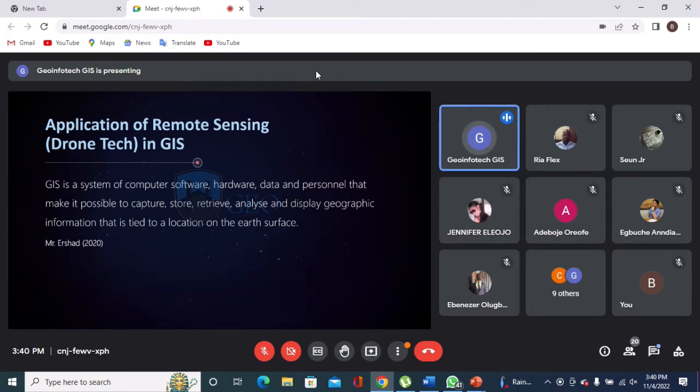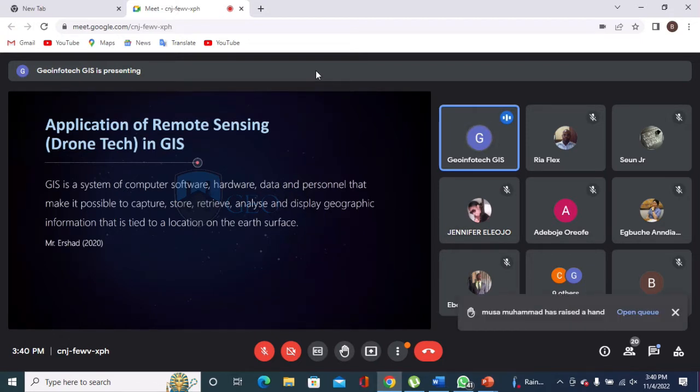So the term GIS is a system of computer software. Okay, we have a lot of software for GIS. We have ArcMap. Some of us have heard of ArcGIS Pro. We have heard of QGIS. These are common GIS software. Doesn't mean that there are not other GIS software. And we have hardware. Okay, they are also part of GIS.